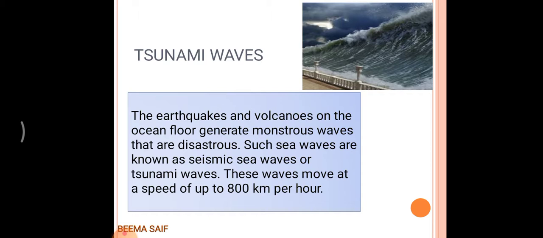We already know that wind can cause strong waves which can cause damage to seashores. Besides that, the earthquakes and volcanoes on the ocean floor can generate disastrous waves that can cause damage to properties and lives. The term tsunami in Japanese means harbor waves.